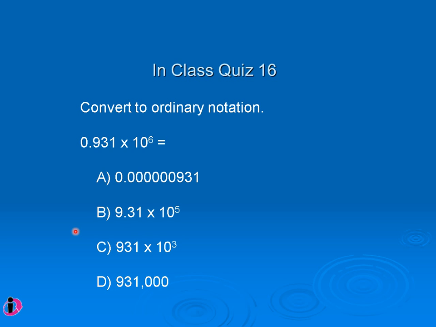0.931 times 10 to the 6. Move the decimal point 6 positions to the right. So the right answer is D, right? So the right answer is D.